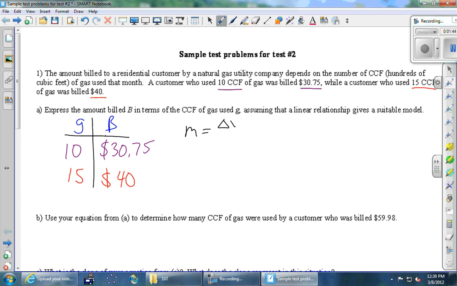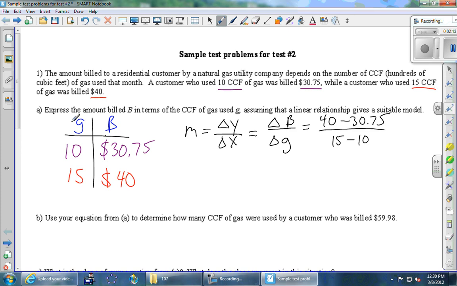So the slope is normally the change in y over the change in x. I'm going to replace my letters. This is now change in B over change in G. So we're going to subtract the cost, the money, the bill. So we've got 40 minus 30.75, and divide by the change in G, the change in the amount of gas that we used. Again, make sure you put your Y's on the top. In this case, that's the B's. And also make sure you subtract in a consistent order. So upstairs, we did 40 minus 30.75. That's this order, which means downstairs, we better do the same order, 15 minus 10.